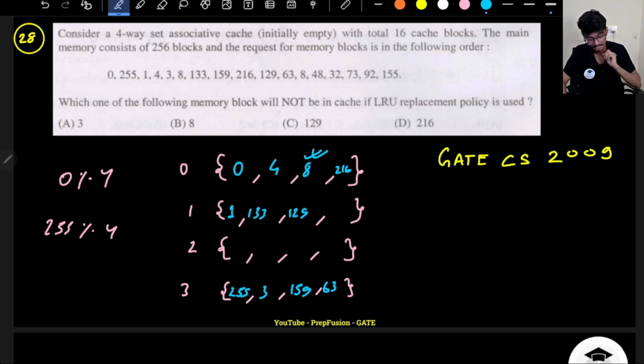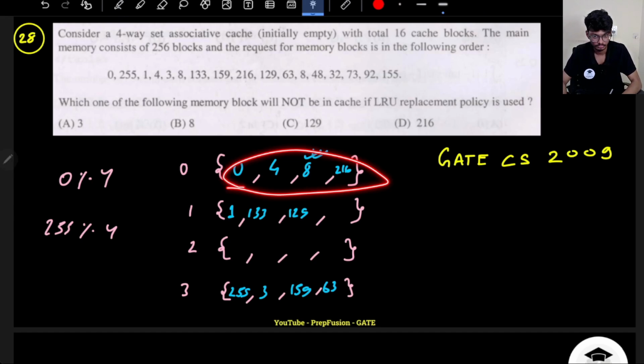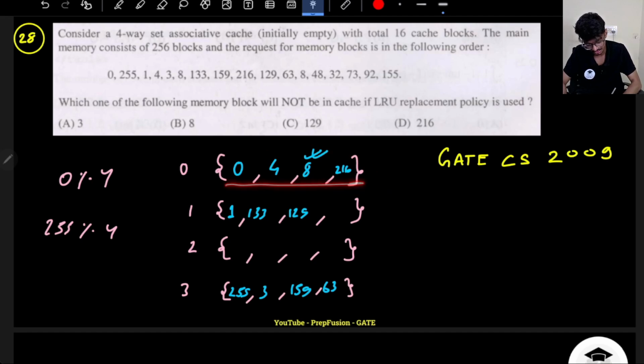48 mod 4 is 0, okay. But set 0 is already full, so I have to replace something. Which one will I replace? The least recently used. Which one out of these is the least recently called? So I am here at 48. Now just check which one is the least recently called.